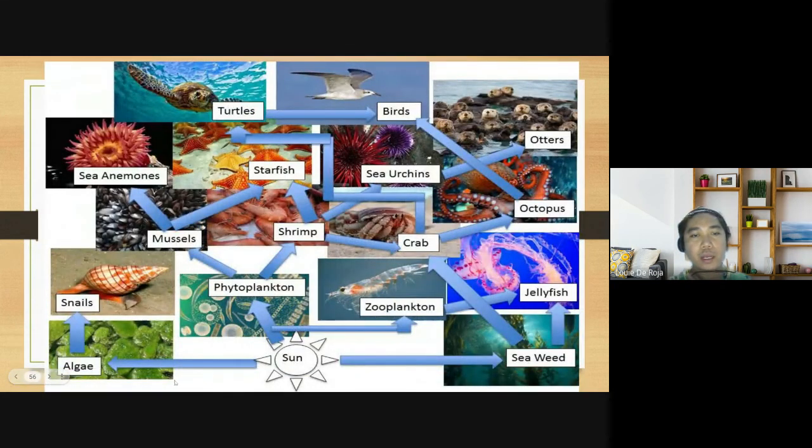Okay, ito po yung another example of food web. Salungat na siya. Marami nang involved na organism na kumakain ng producer or herbivorous na animals. And then yung herbivorous animals, kinakain sila ng mga carnivorous animals. At yung ibang carnivorous animals ay kinakain ng ibang carnivorous animals.